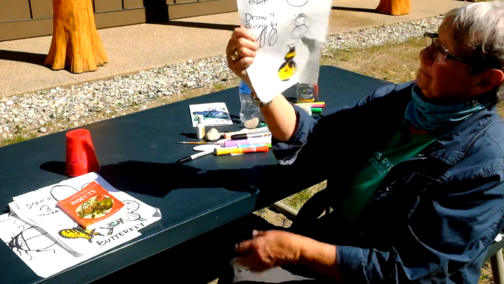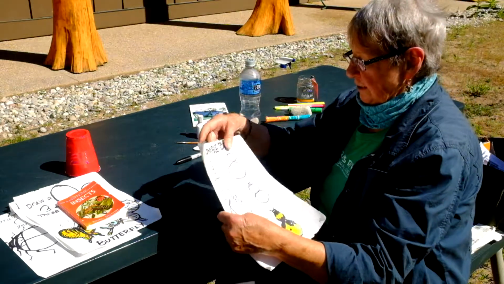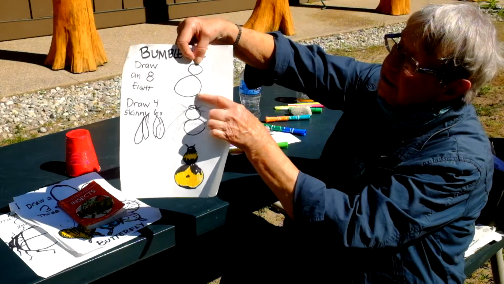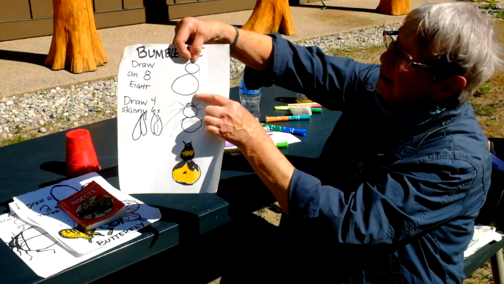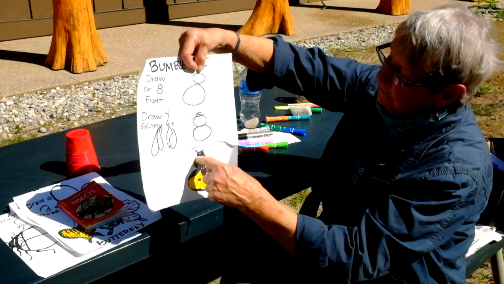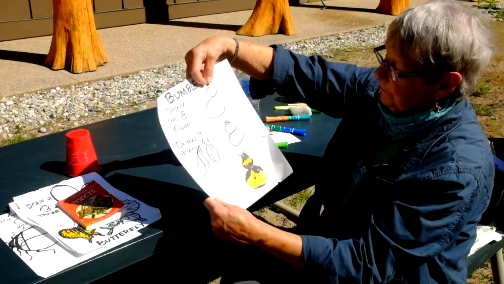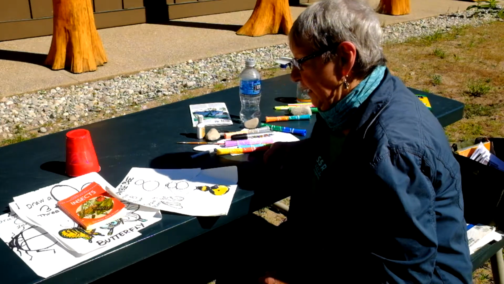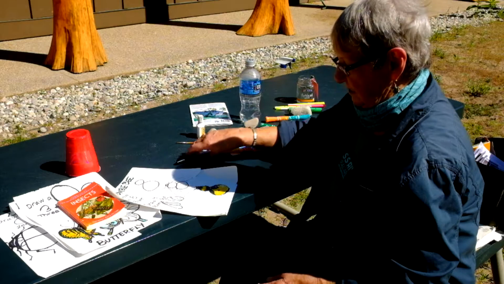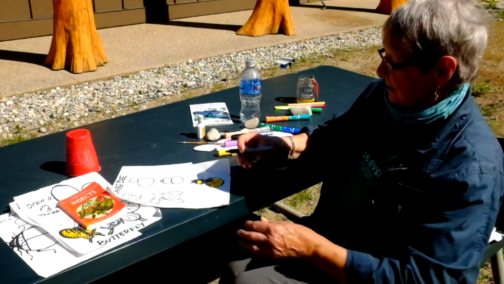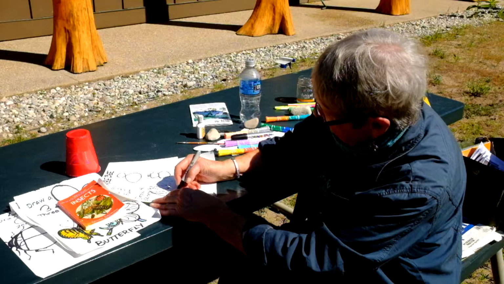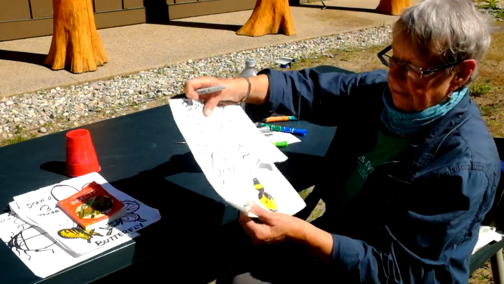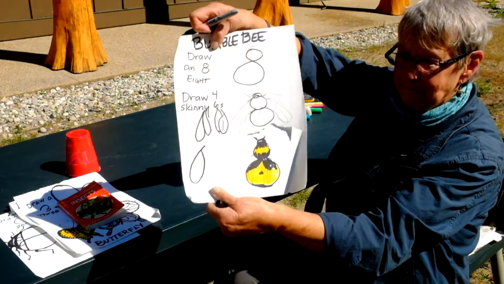So what you do is draw a figure 8, which is less round on top, bigger on the bottom, like this. And the wings are skinny 6s. What do I mean by a skinny 6? That's a skinny 6, okay?